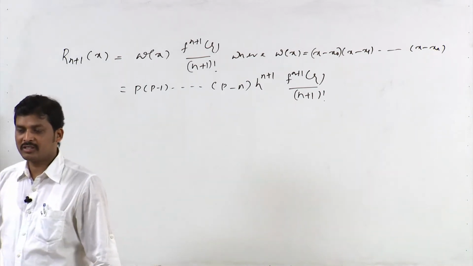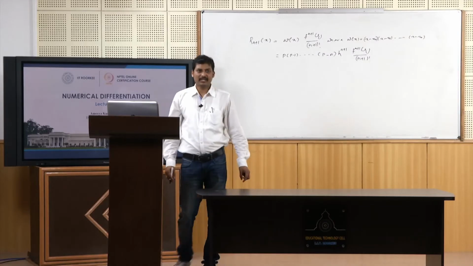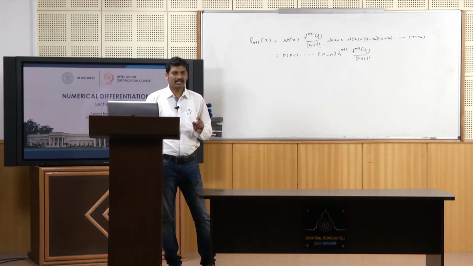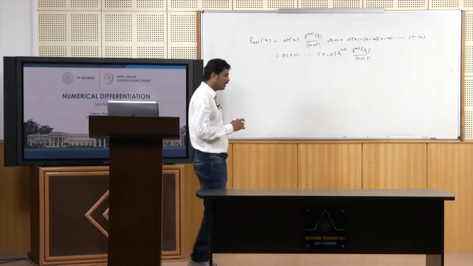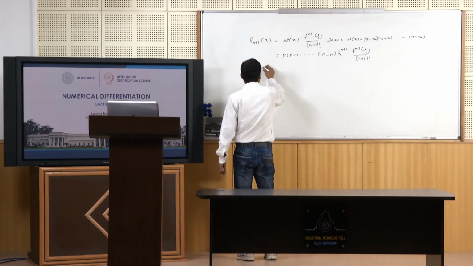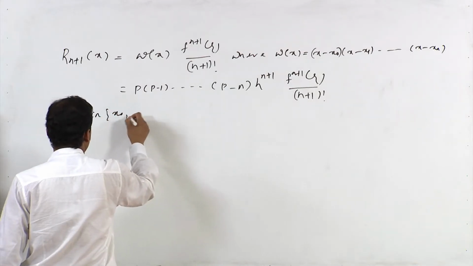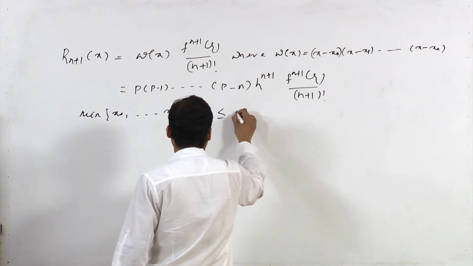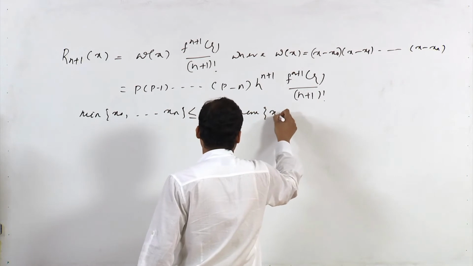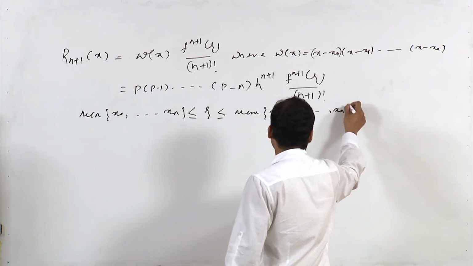Since we usually express p as x minus x naught by h, we can replace the factors in the form p minus 1, p minus 2, as I discussed in the previous lectures. The zeta value can be determined as lying between the minimum of x0 to xn and the maximum of x0 to xn.